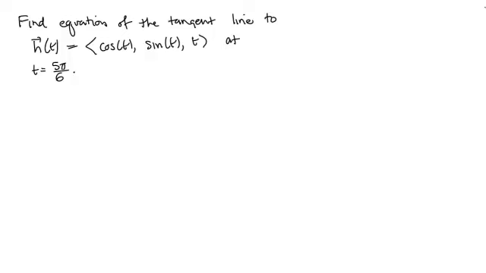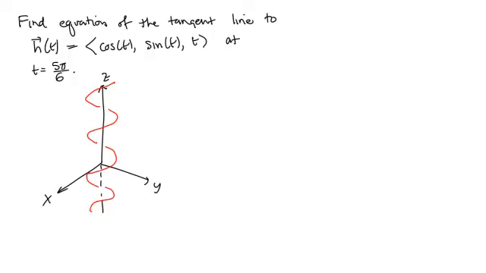Find the equation of the tangent line to the space curve h of t equals cosine t, sine t, t at t equals 5 pi over 6. Now, although we don't really need it for this, remember what this curve was? We looked at it last time. This was the curve that described a helix, a spiral around the z-axis that worked its way up and down the z-axis. I'll put some arrows on so we can get some flow to it right here.